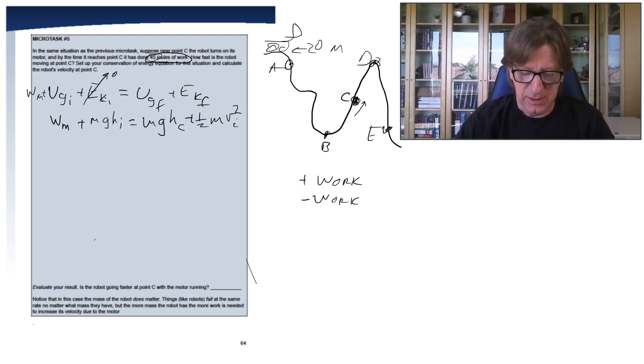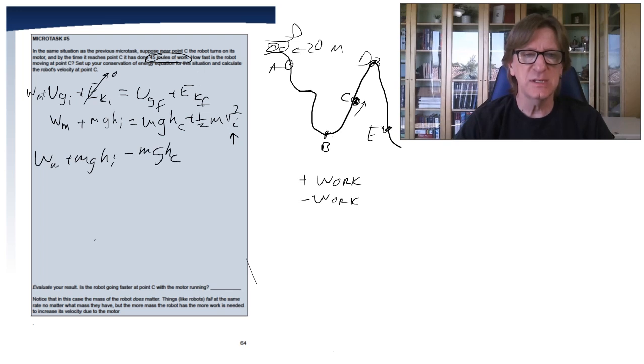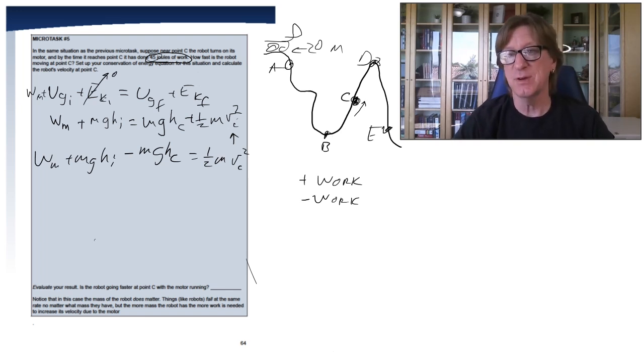All right. So what I'm going to do then is solve this for Vc. So I'm going to move everything over to the other side just to start off with: plus mghi minus mghc is 1/2 mv squared. Do not plug in numbers until you have what you want equal to symbols. Never, never, never. The odds of you making a mistake when you do that are very high, and it's almost impossible to figure out where you did it.